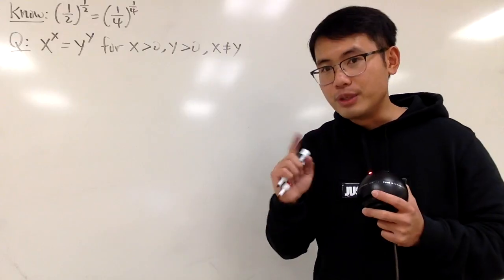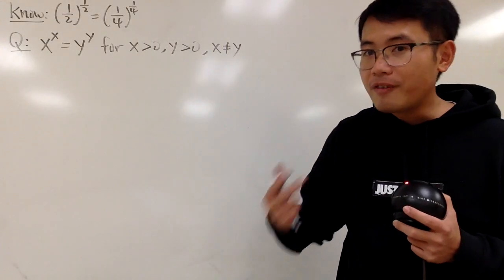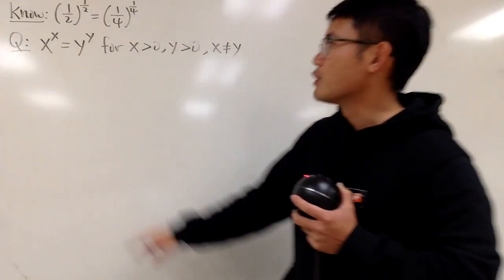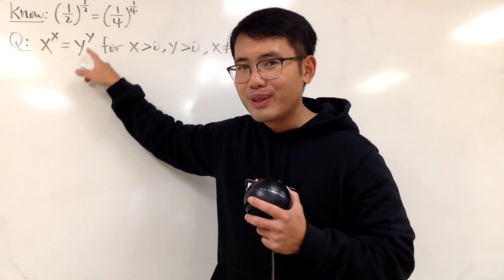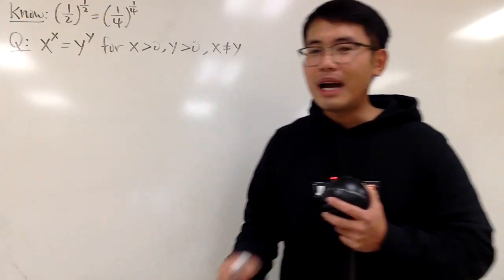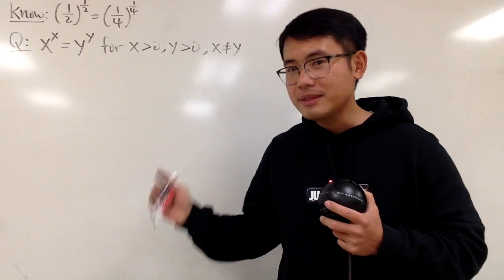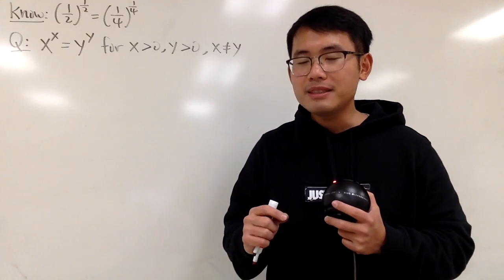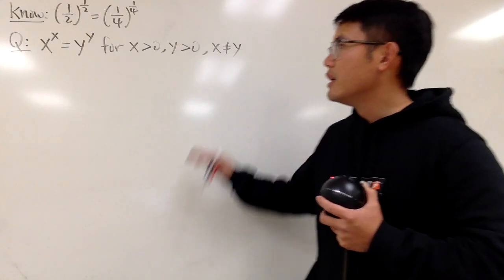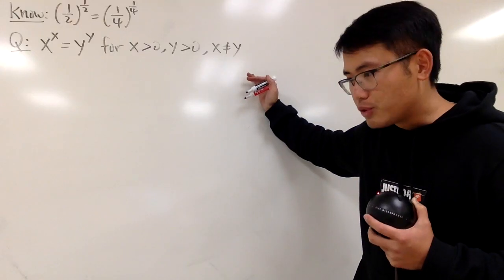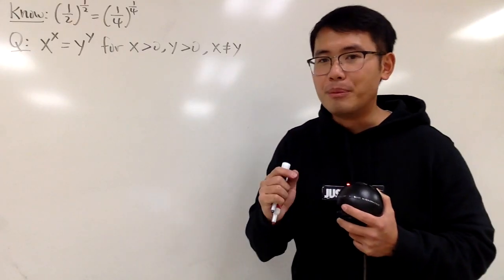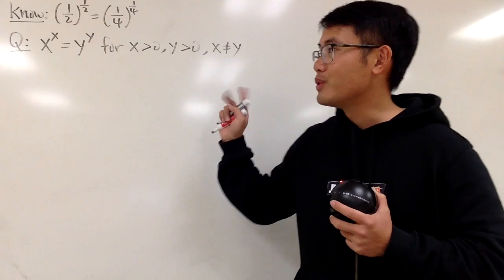Now this gives us a really interesting question. Can we find out more pairs of x and y so that x to the x power is equal to y to the y power? Well, I have done a video that's really similar to this, x to the y is equal to y to the x. You guys can go check that out. In this video, I will use the same strategy and I will also use the Lambert W function. So I will do it by 2 ways.